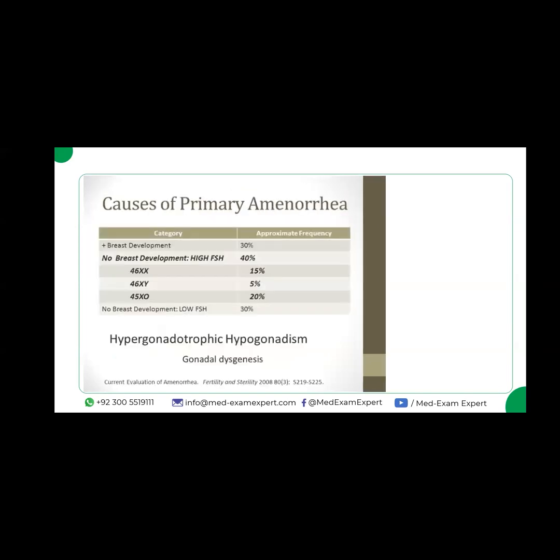All right. It has normal breast development. The frequency of primary amenorrhea is 30%. However, if the patient has high follicle stimulating hormone, not developed, the incidence is 40%, out of which 15% have the karyotype of 46XX and 5% have the karyotype of 46XY, and 20% of cases have Turner syndrome or Turner mosaic.